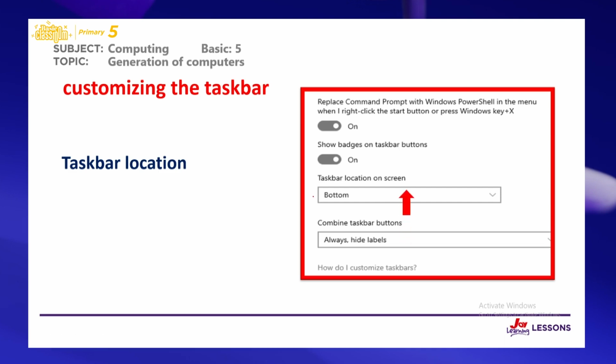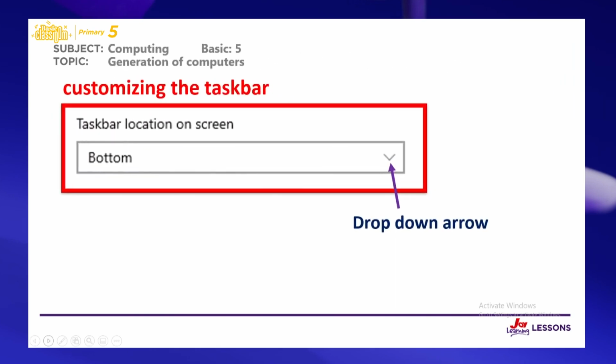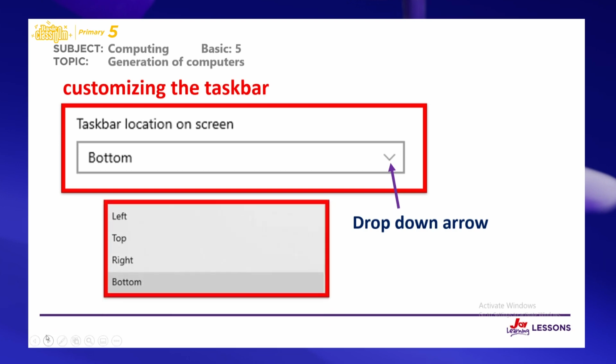So we have our taskbar. The location now is at the bottom. Let's look at the next one. If you want to change the location of your taskbar, this is what you do. You locate what we call the drop-down arrow. When you click on this drop-down arrow, it's going to give you other options like left, top, right, or bottom. By default, you have it at the bottom.